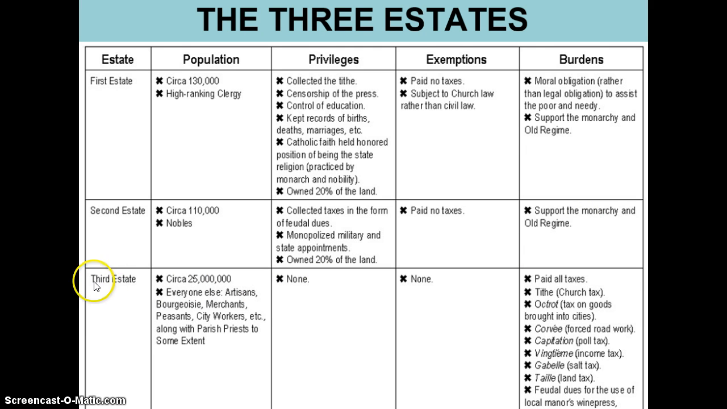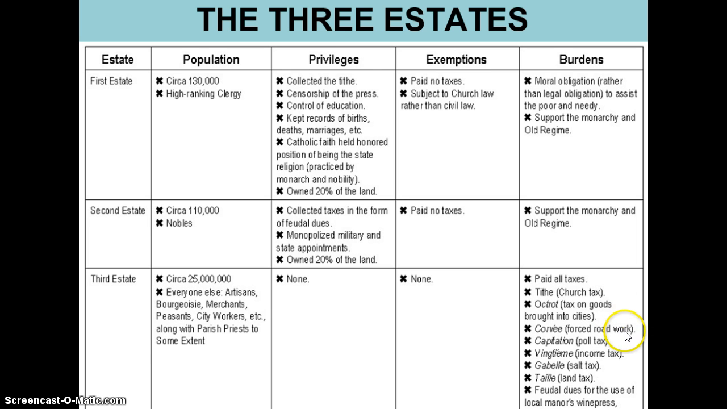Let's now consider the Third Estate, and let's look at its population. The estimated population at the time was 25 million people, and they were everyone else. They were artisans or middle class, merchants, peasants, city workers, even parish priests to some extent, making up the bulk of the population. Let's look at their privileges. They had none, and they had no exemptions. They paid all the taxes. On top of the taxes to the state, they paid taxes to the church. They had to pay taxes on goods brought into the city.